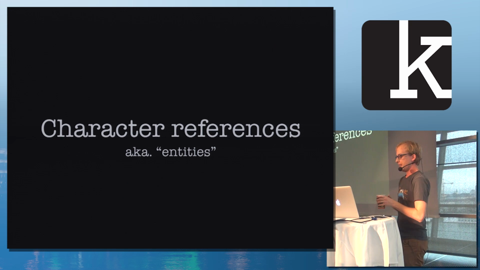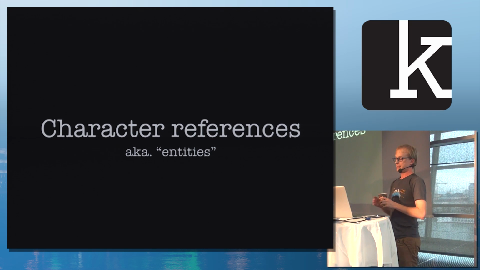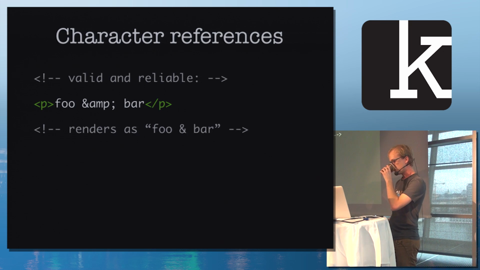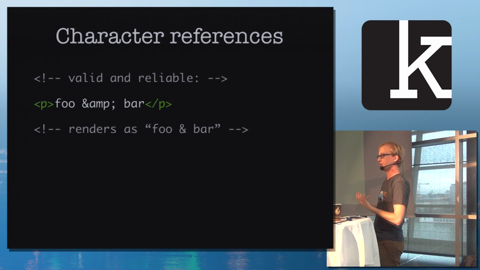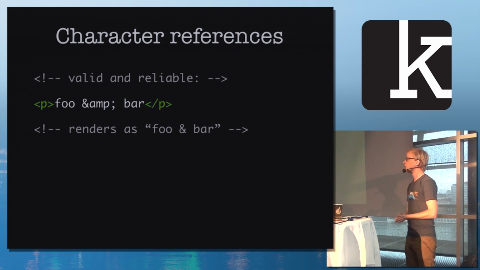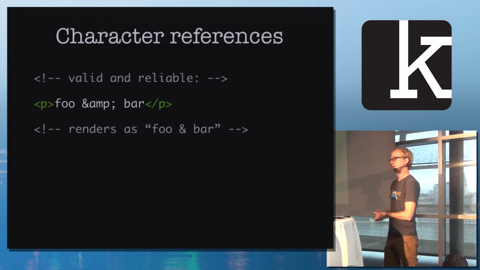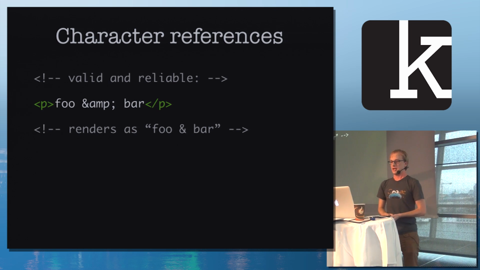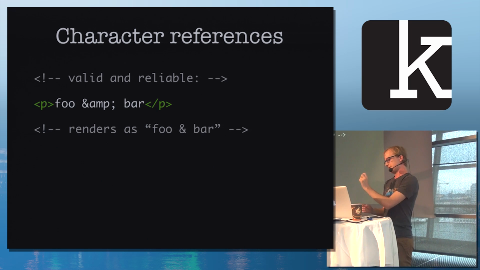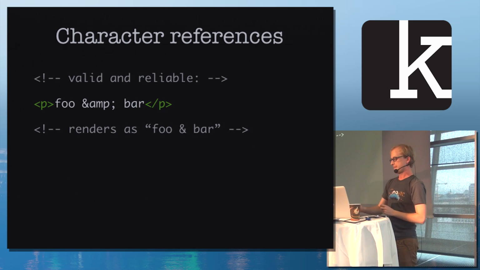Then let's talk about character references or HTML entities. Now, you've probably all seen this before. Whenever you want to use an ampersand symbol in HTML, you're probably going to escape it like this, right? So you type ampersand, AMP, and then followed by a semicolon. And note here that the semicolon ends the character reference.